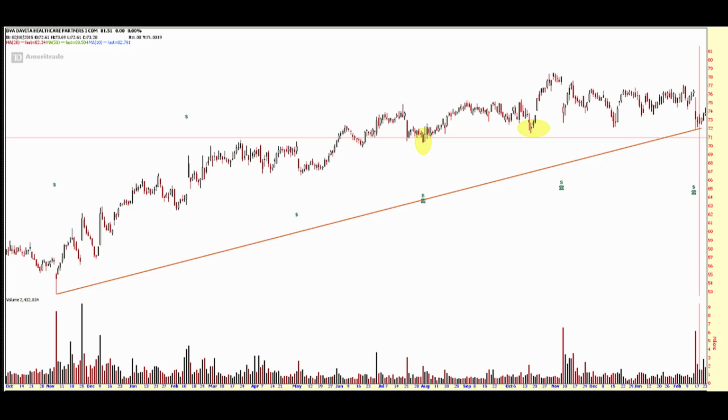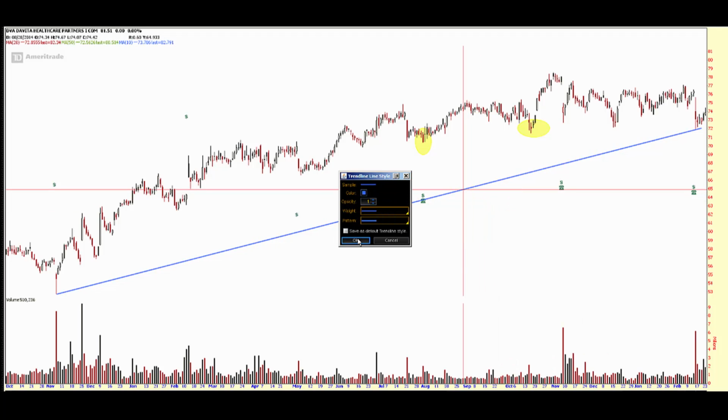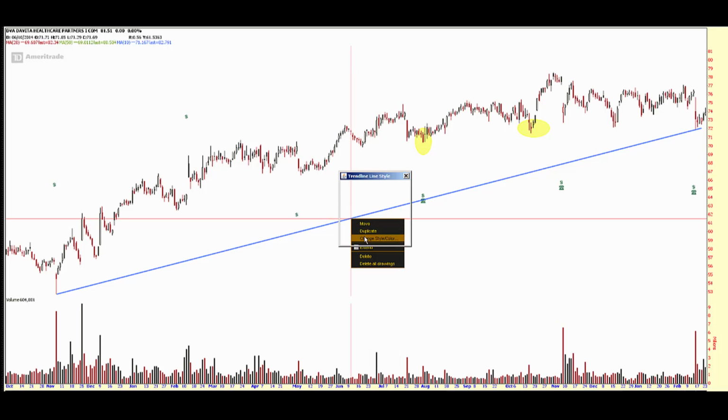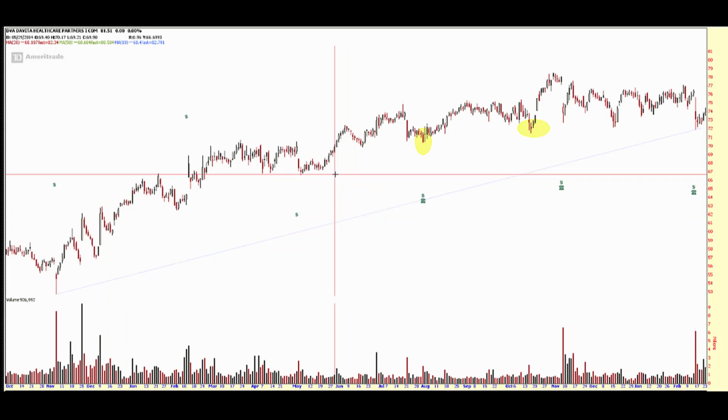So let me change this to blue to make it easier to see. Let me just fade this away. This is the original line. So you've got to ask yourself, is there a better trend line to be drawn? So you've got to try.